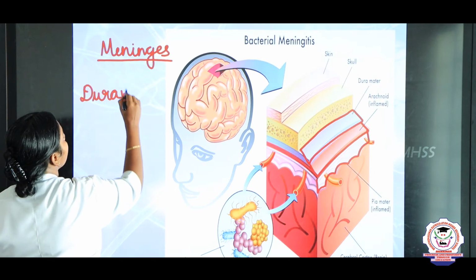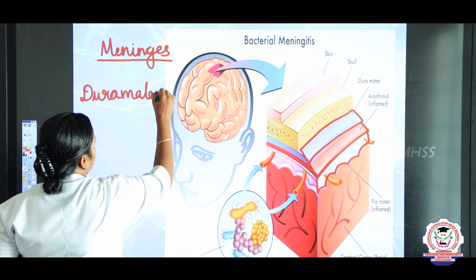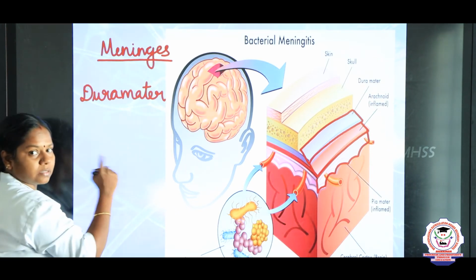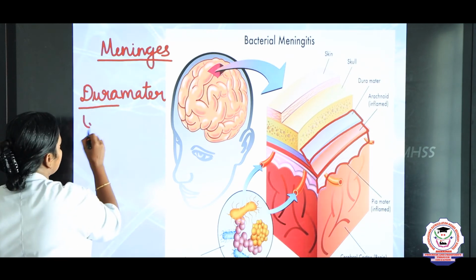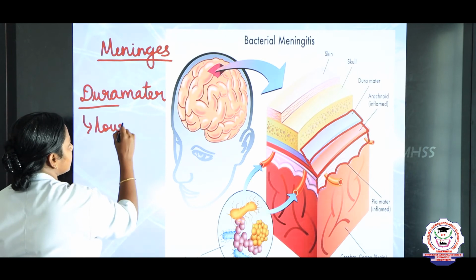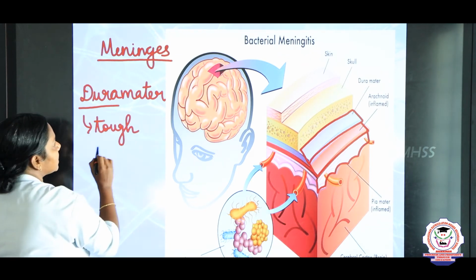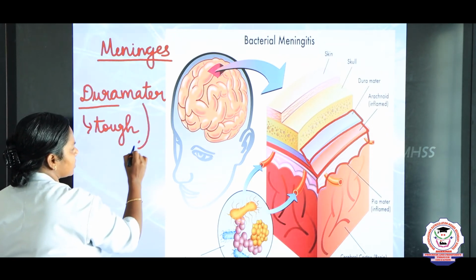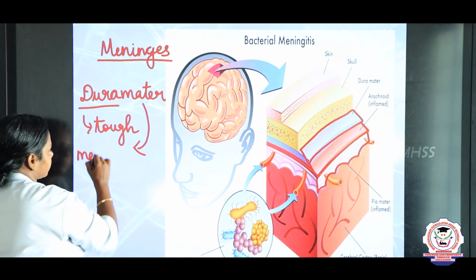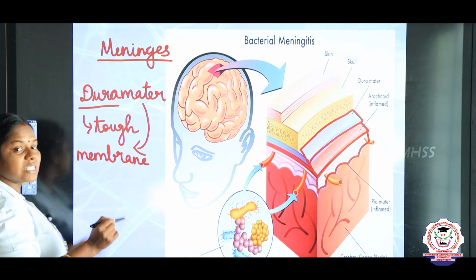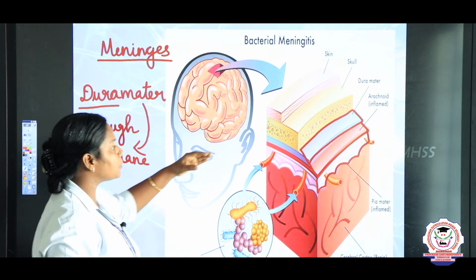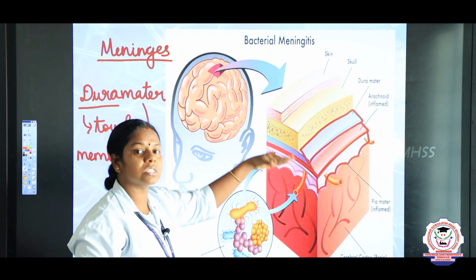Dura mater. Here only one T should come, right? But in grey matter, double T should come. So dura means tough. Matter means membranes. So dura mater is very tough and it is present on the outermost layer.